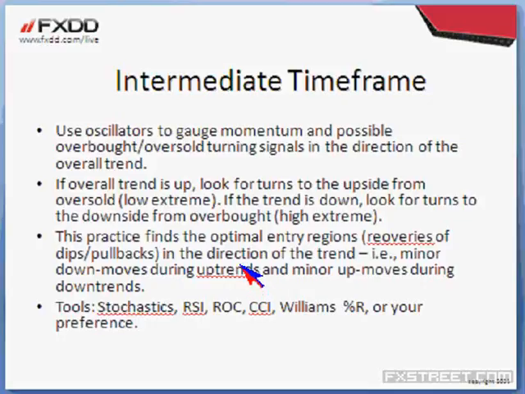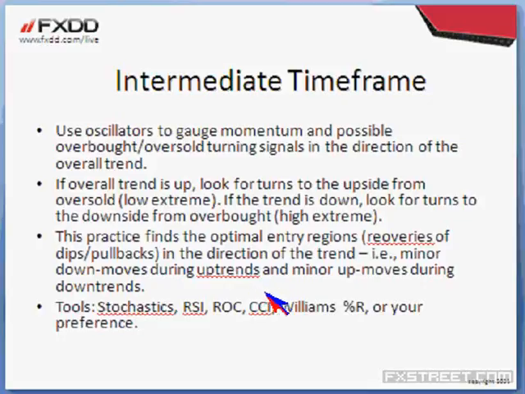So what does this practice do? It finds optimal entry regions in the direction of the trend. So we're looking for recoveries of minor down moves during uptrends and recoveries of minor up moves during downtrends. And this just, to me, makes a lot of sense, and it works phenomenally when you use it in this way.